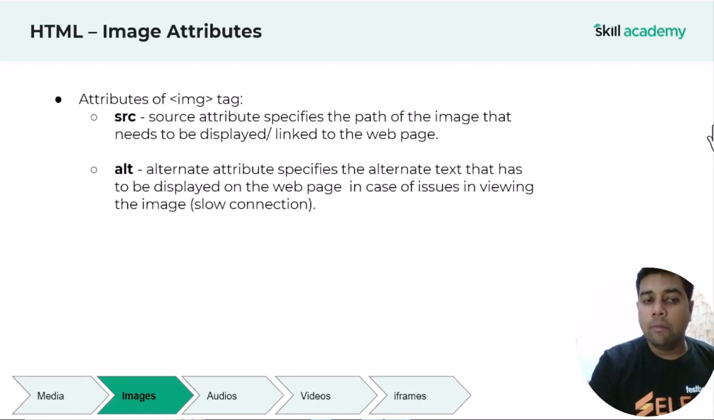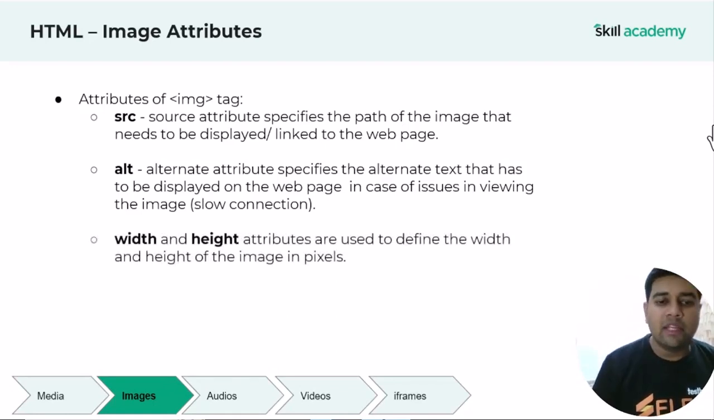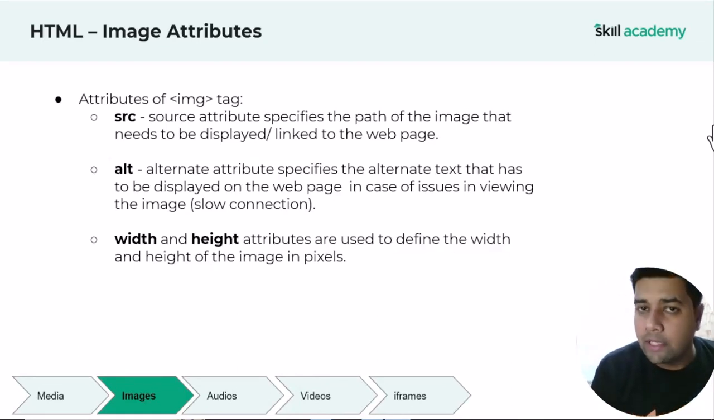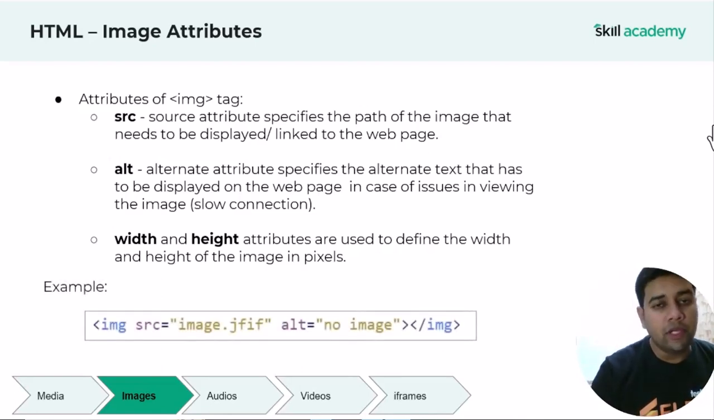Then we have two more attributes of the image tag named width and height. These are optional. If you want to make your image appear larger or smaller, you can use these attributes. The width and height attributes are used to define the width and height of the image in pixels. So using them, you can control the size and the look and feel of your image. This is going to be the syntax which we are going to use.